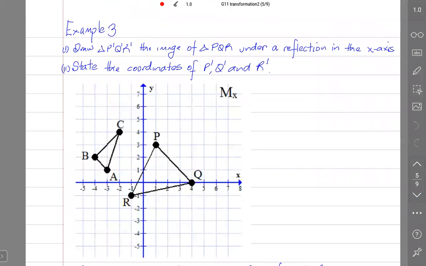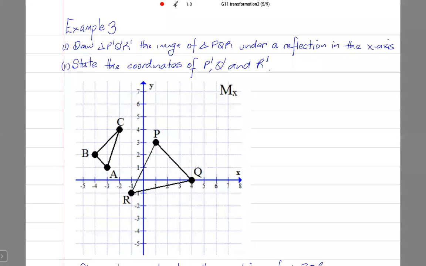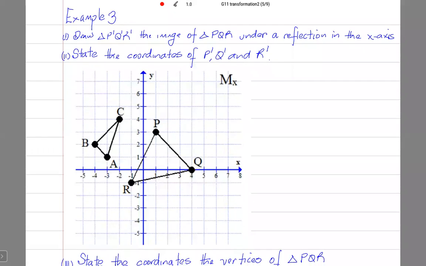All right, this says example 3. Example 3 says, draw triangle P prime, Q prime, R prime, the image of triangle PQR under a reflection in the x-axis. All right, so we are doing this example together. We don't reach the matrix part of it yet. All we're being asked is to draw the image of PQR under a reflection in the x-axis.